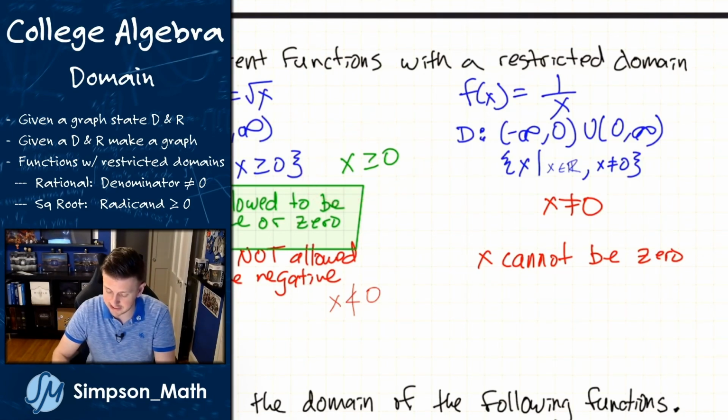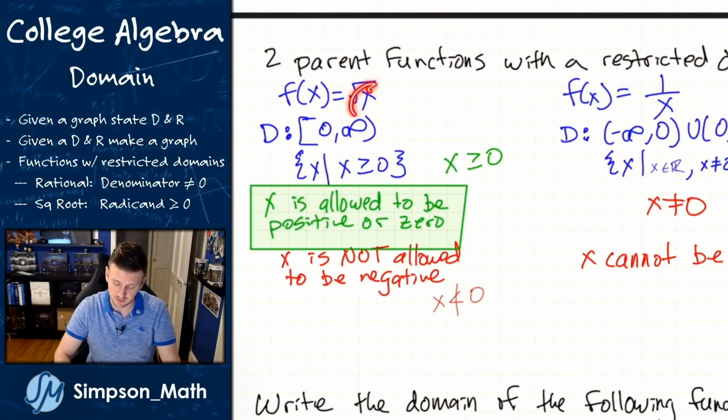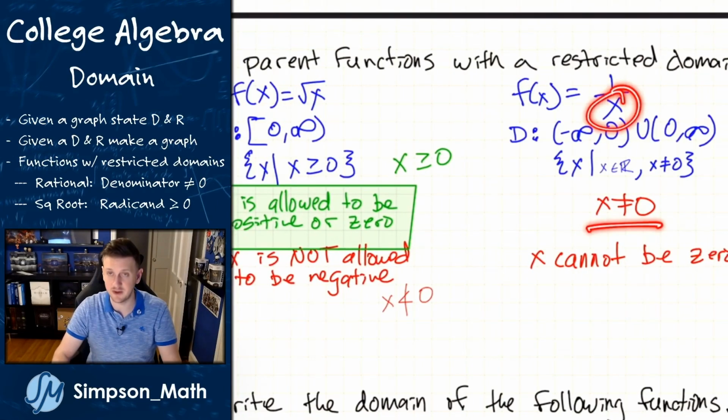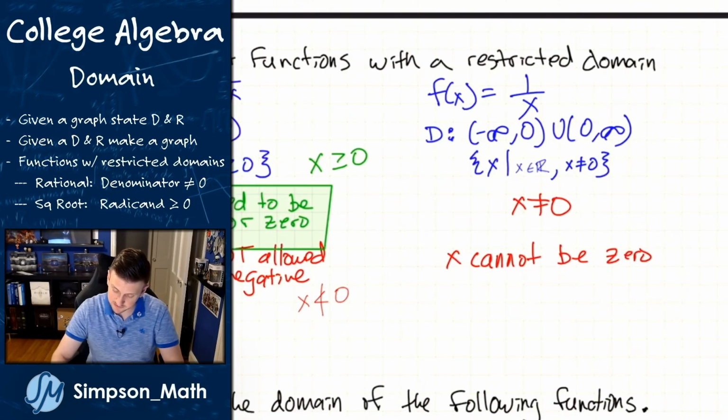For square roots, what's under the square root, what's right here under the square root, has to be greater than or equal to 0. And here, what's in the denominator cannot be 0. Just a reminder about that. This is a good spot for that.